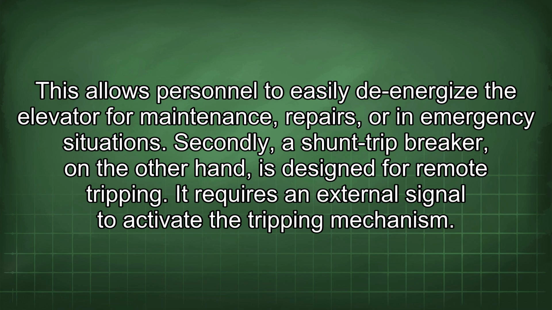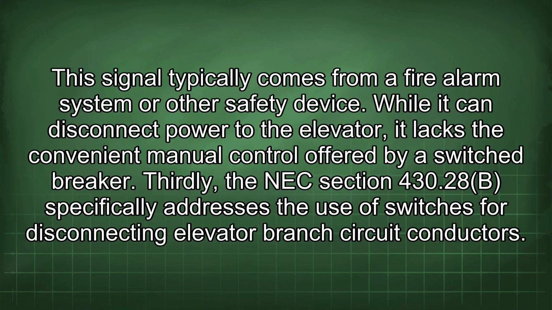Secondly, a shunt-trip breaker, on the other hand, is designed for remote tripping. It requires an external signal to activate the tripping mechanism. This signal typically comes from a fire alarm system or other safety device. While it can disconnect power to the elevator, it lacks the convenient manual control offered by a switch breaker.